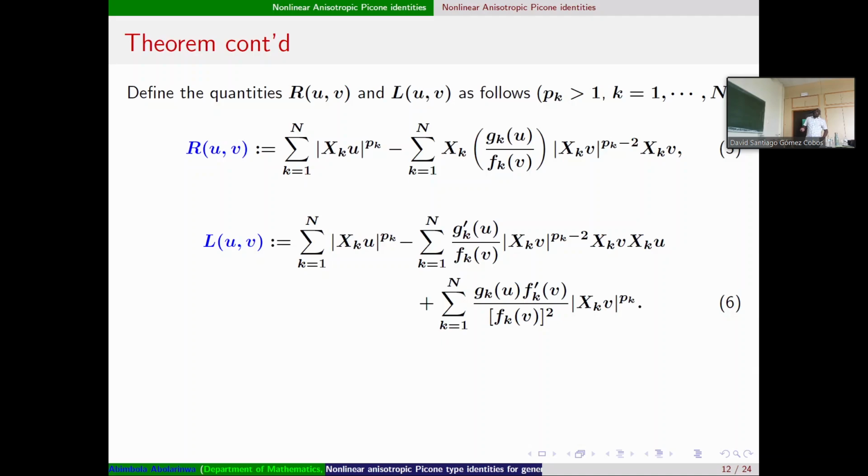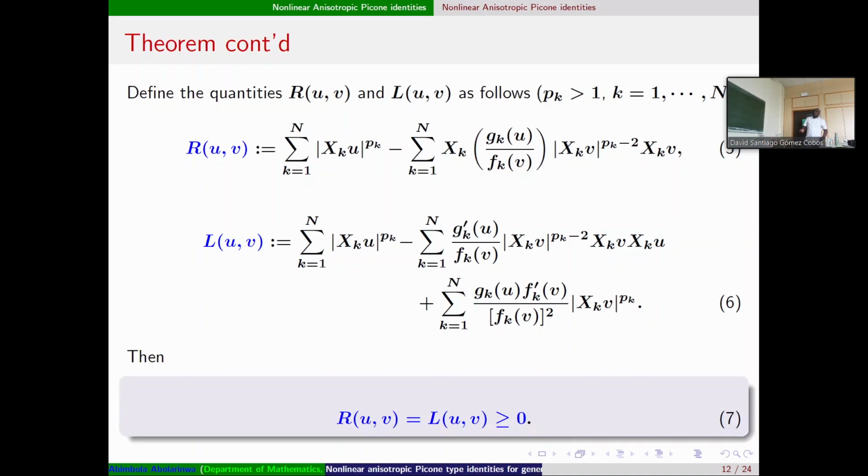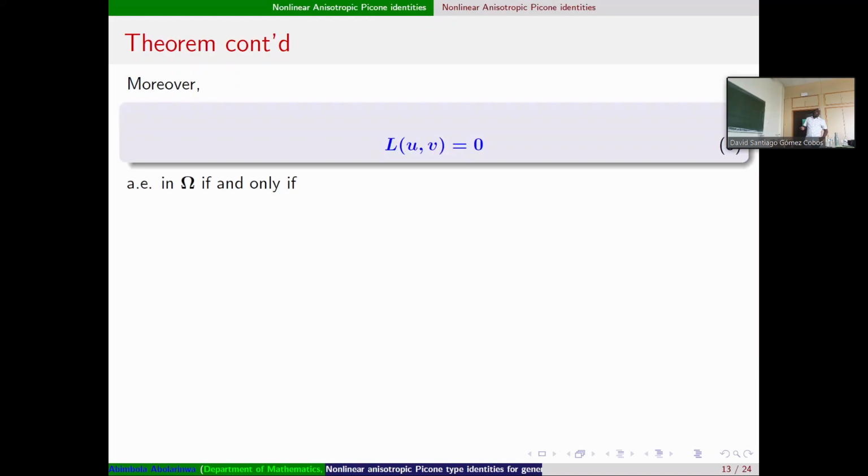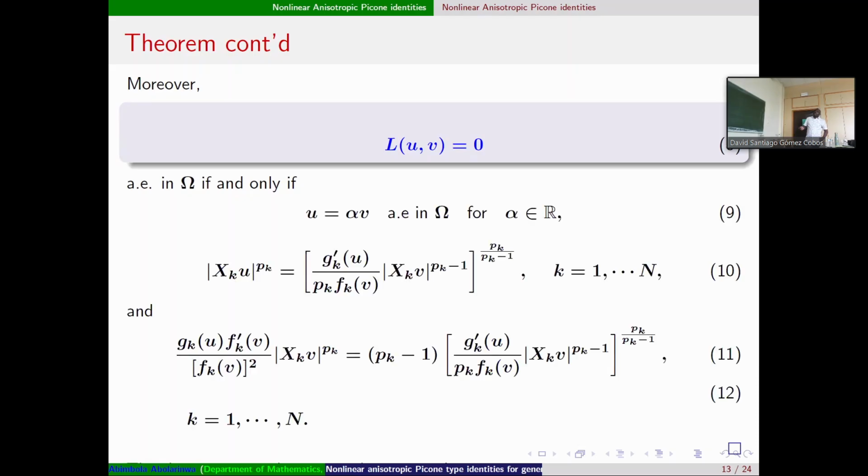Then we have this, R equals L and is greater or equal to 0. Moreover, that's a part of theorem 2, Lu v equals 0 almost everywhere in omega if and only if we have this, if u is a multiple of v. If you have this equality, then you have this equality, then Lu equals 0. So that is basically the theorem that we added.